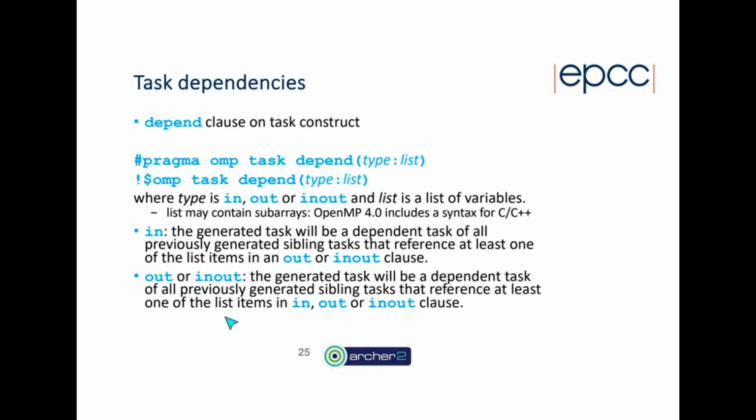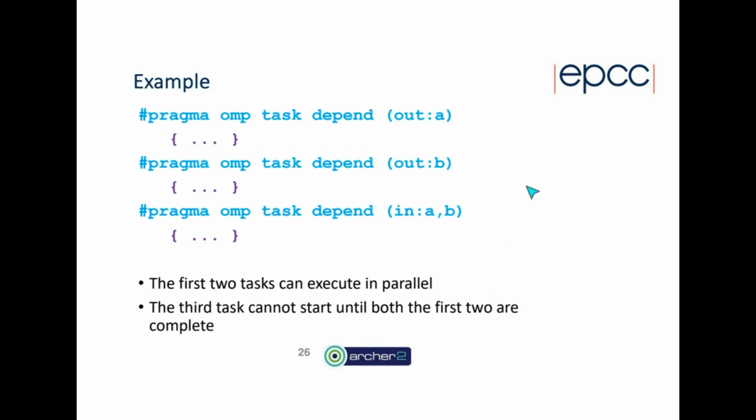Okay, so in that sense, the generated task will be a dependent task of all previously generated sibling tasks that reference at least one of the list items, either in an in, an out, or an in-out clause. Okay, that's a bit of a mouthful. It's a bit hard. So a simple example would be something like this.